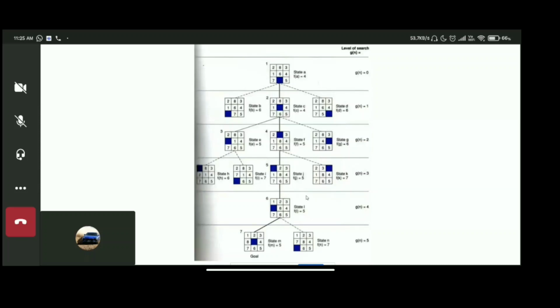So let's start with the initial state. You can see the initial state and the goal state. So we have to start our journey from the initial state and reach the goal state. The initial state is marked with 1 and the goal state is marked with 7. Heuristic function you know of the 8 puzzle problem. How you do it is with the help of H.